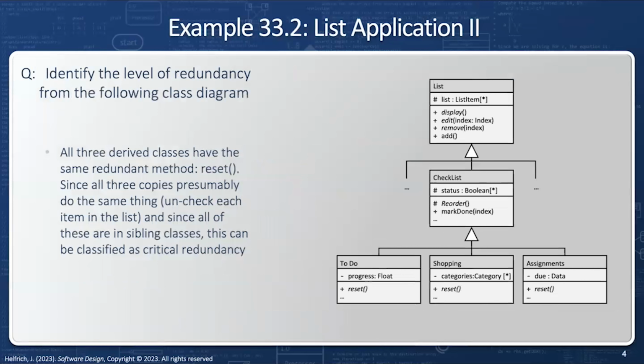Here's another example, also the same list application. All three derived classes have the same method reset. And since all three copies presumably do the same thing, therefore we have critical redundancy. We want to avoid that.